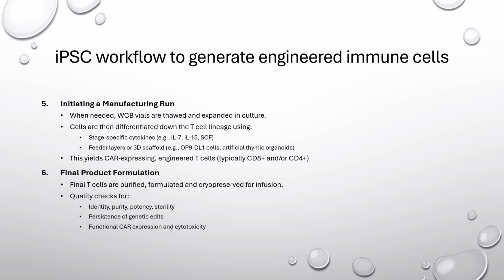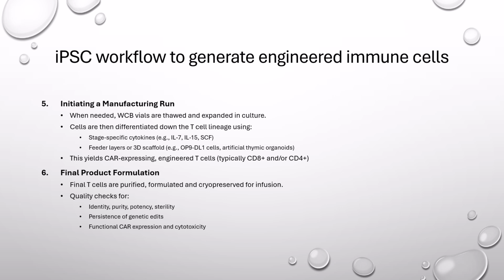Right, the next stage involves manufacturing, and this will ultimately involve differentiation. So you take your working cell bank, you thaw them, and then you expand it in culture, and then you differentiate down to your T cell lineage. Now, there are two techniques that I've given there, but the point that I want to make is that differentiation itself is, in my opinion, the most critical and sensitive step in this induced pluripotent stem cell derived manufacturing.